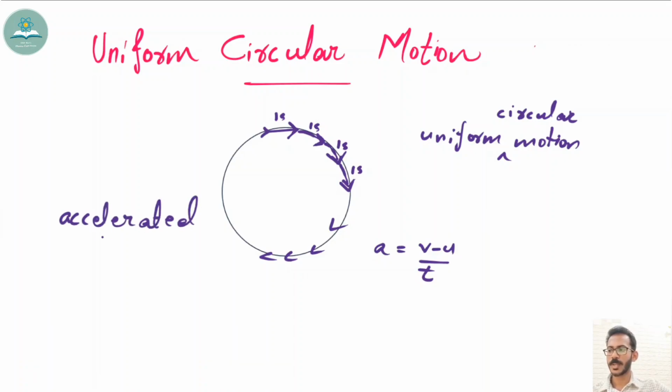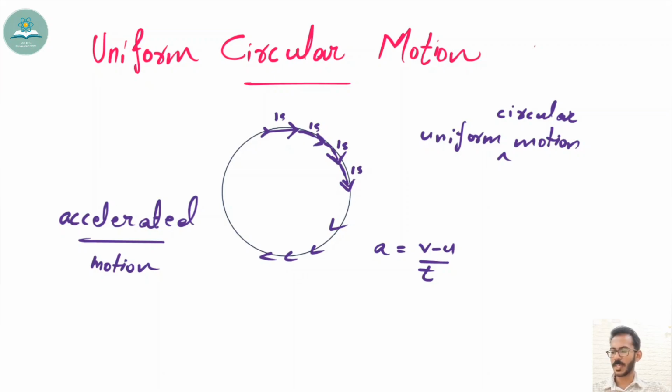Usually we'll be confused at the end. Why is uniform circular motion an accelerated motion? Here uniform circular motion is accelerated motion because the object's direction is keeping on changing every now and then. That's why it's accelerated motion.